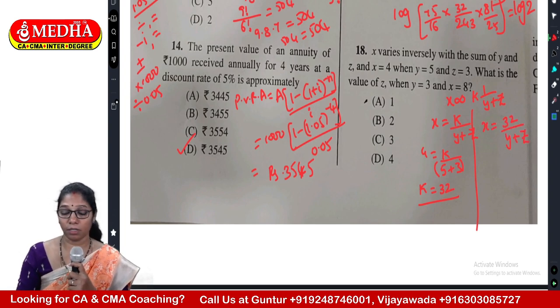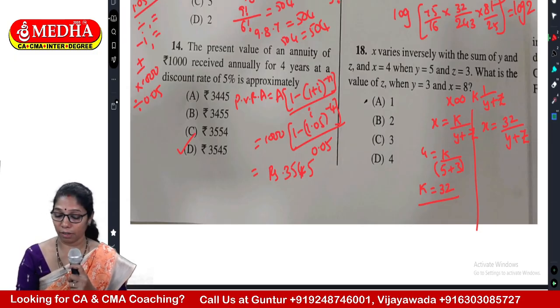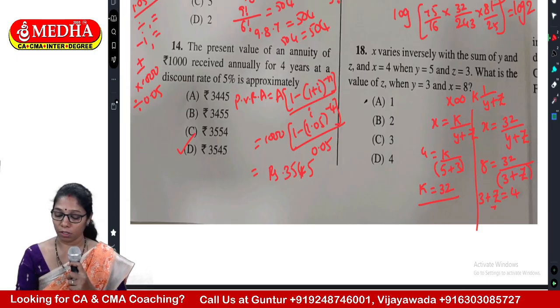is the given condition in which y is equal to 3 and x is equal to 8. Find the z value. 8 is equal to 32 by 3 plus z. So 3 plus z is equal to 32 by 8, which is 4. z is equal to 4 minus 3 is 1. Option A.